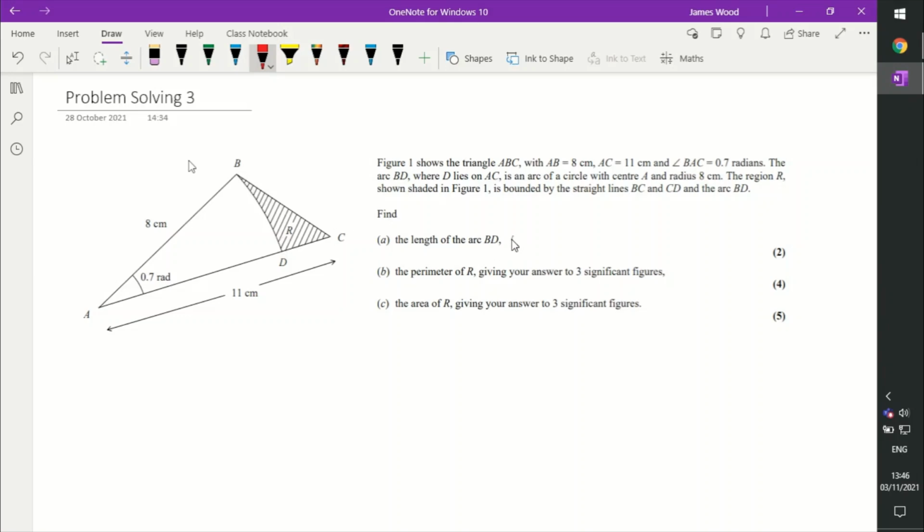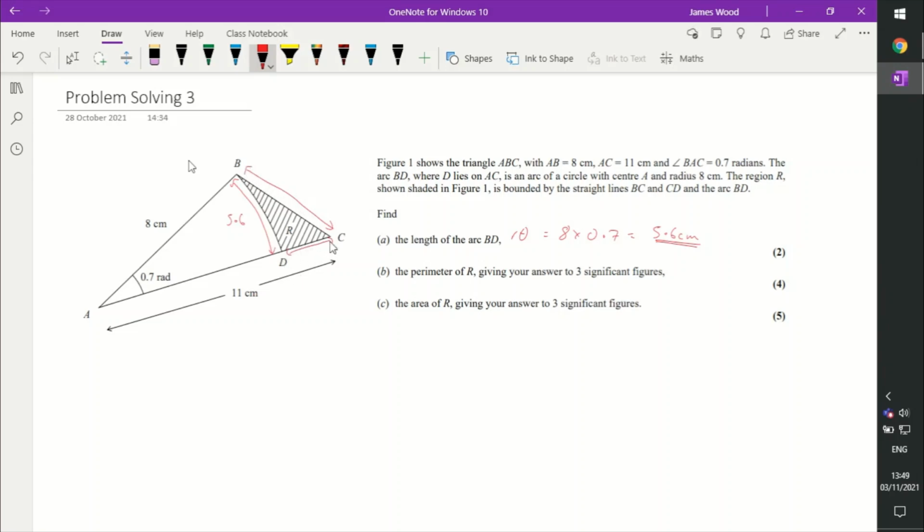Well, we can use r theta, and here the arc length, r theta, is going to be 8 times 0.7. So you get 5.6 centimeters. So for part B, we have to find the perimeter of R. R is this shaded region at the top here. Now the perimeter of R, that's going to be the curved edge, which we've just found. So that curved bit there, which we said was 5.6, plus this length here, plus this length here, B to C.